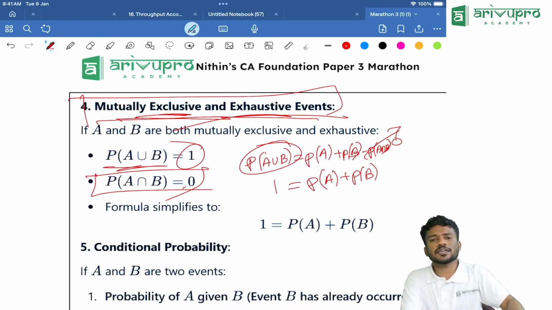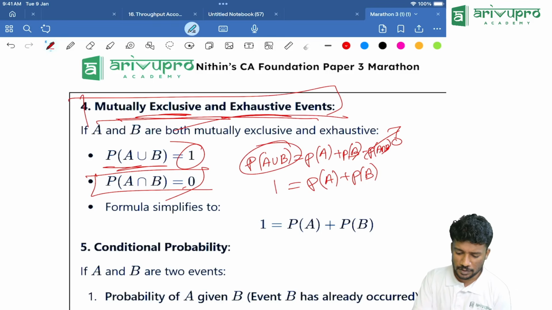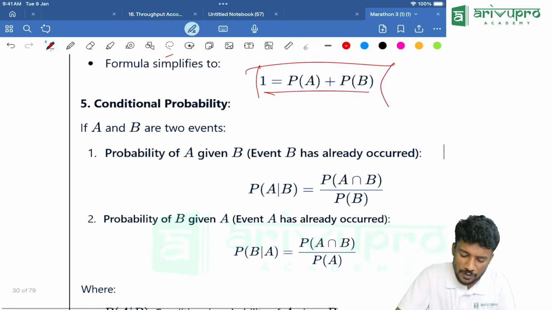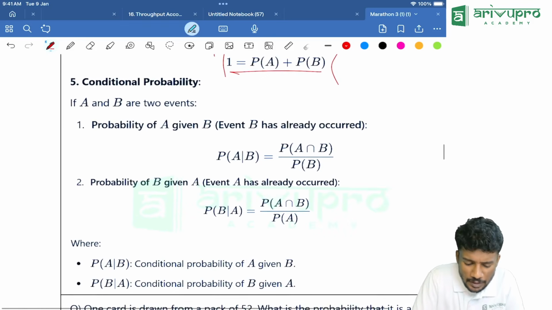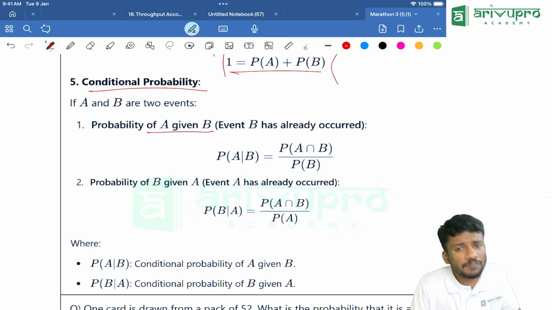They can directly ask a question: what is valid for mutually exclusive and exhaustive events? This formula is valid. You should know that. Now, in some time, independent events will come into the picture. Before that, conditional probability, where we will also check the probability of A given B.